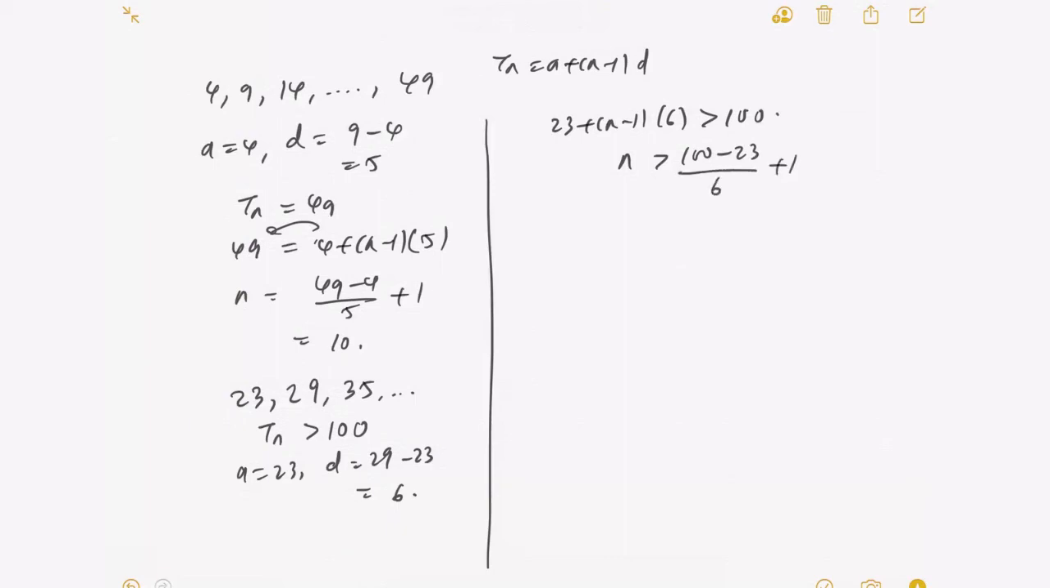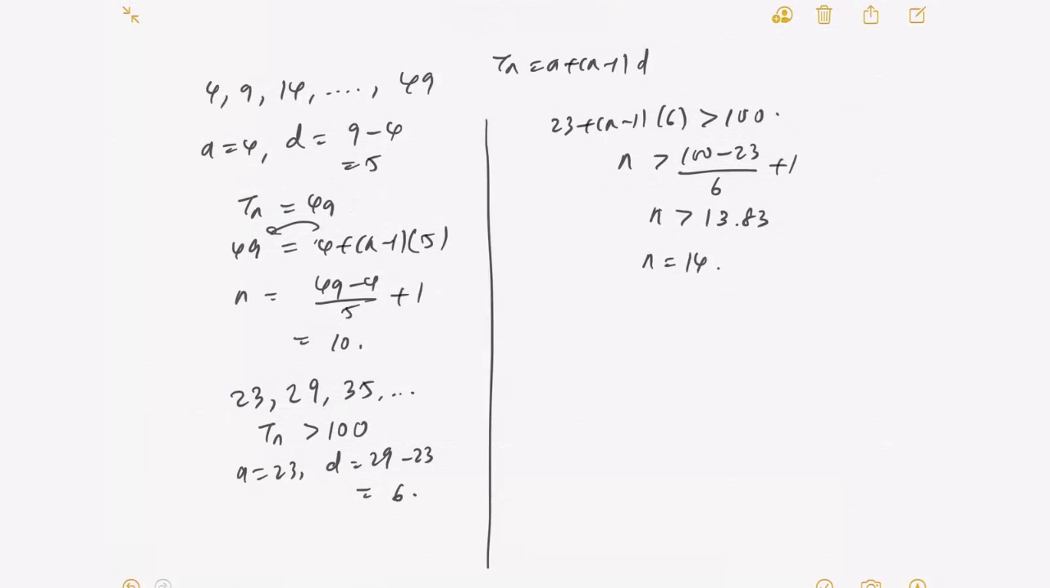So here we take 100 minus 23, divide by 6, plus 1. Now you don't get a nice answer. This is 77 divided by 6 plus 1. You get 13.83. You can change to fraction. Okay, so in this case, your n should be 14. Remember, n is a number of terms, and number of terms must be a whole number. Yeah, cannot have decimal, cannot have negative.